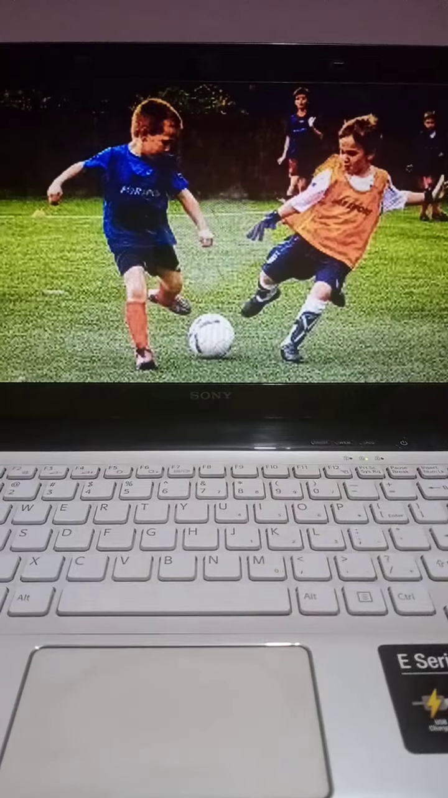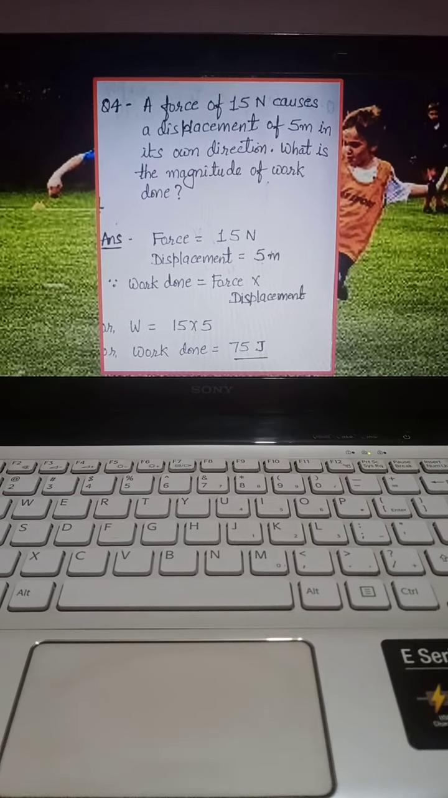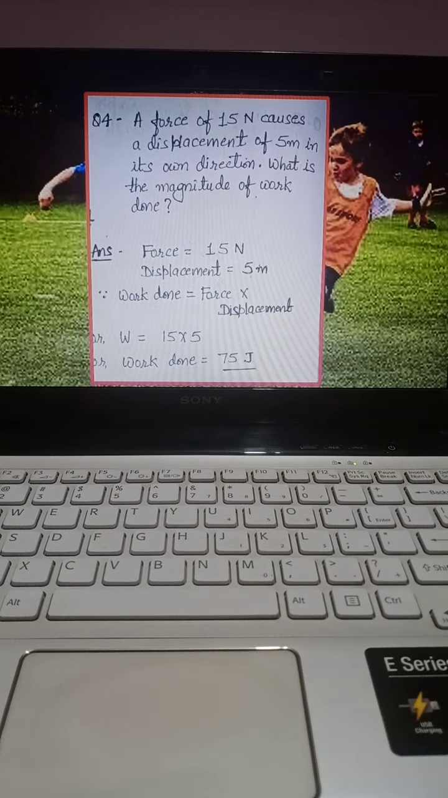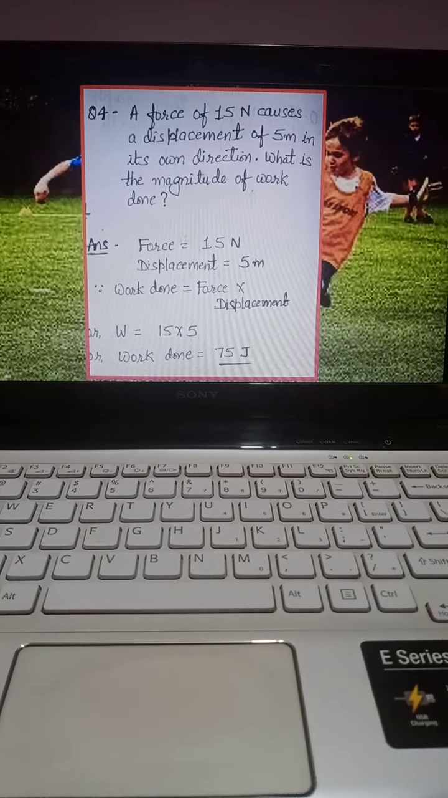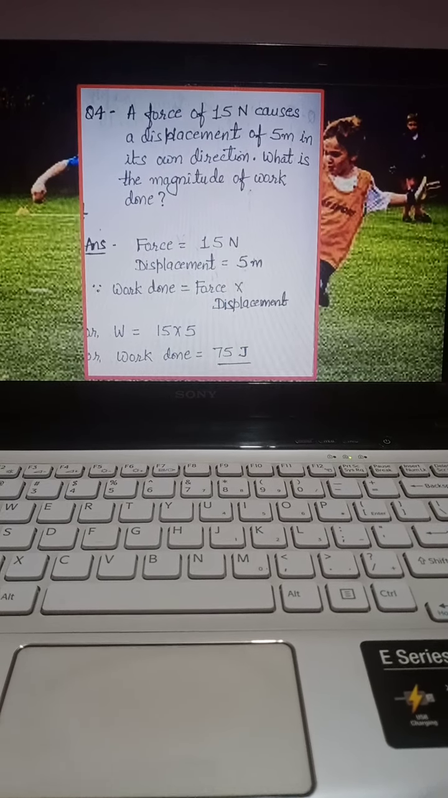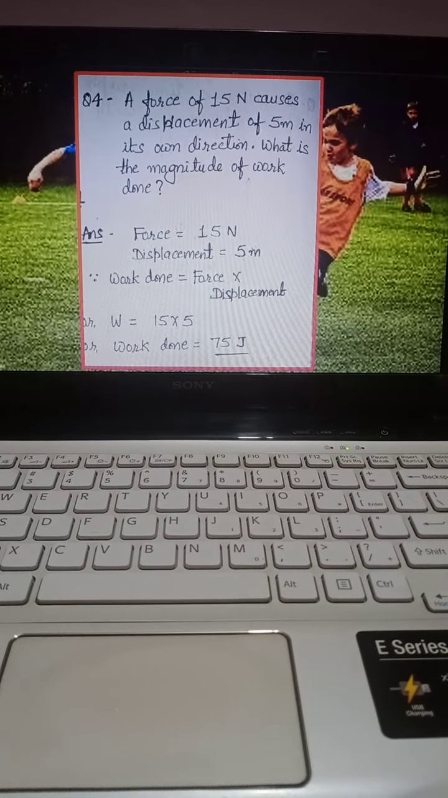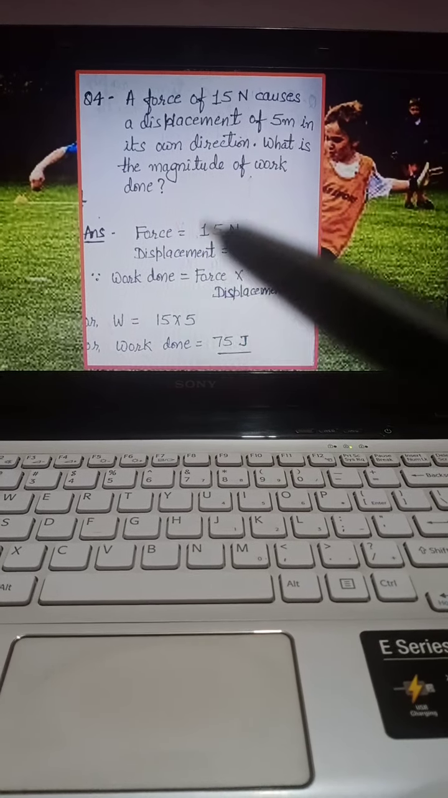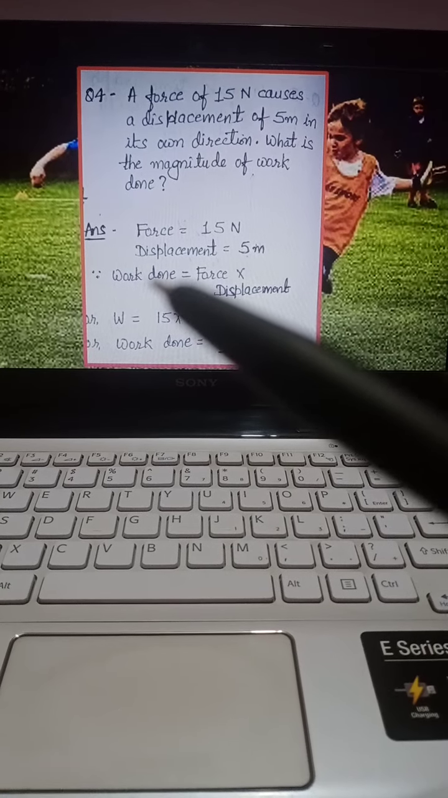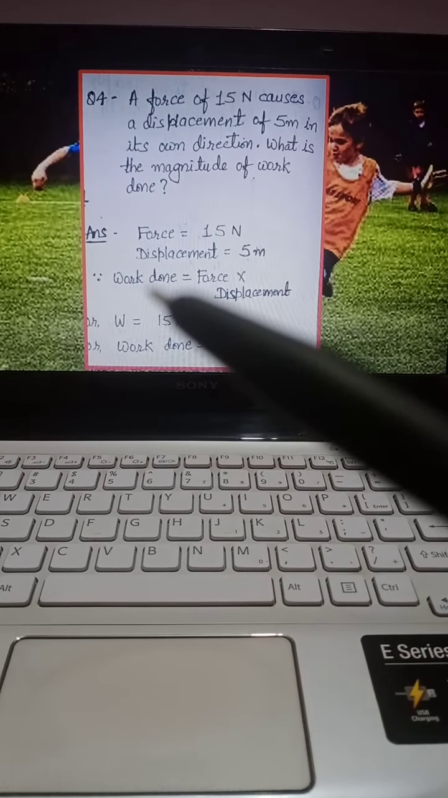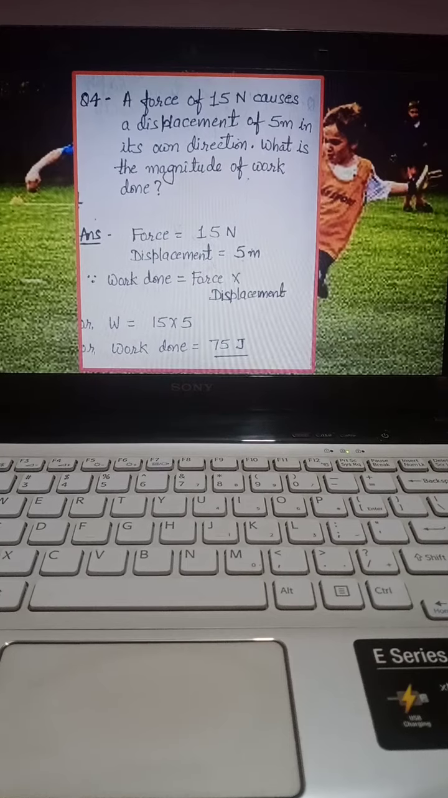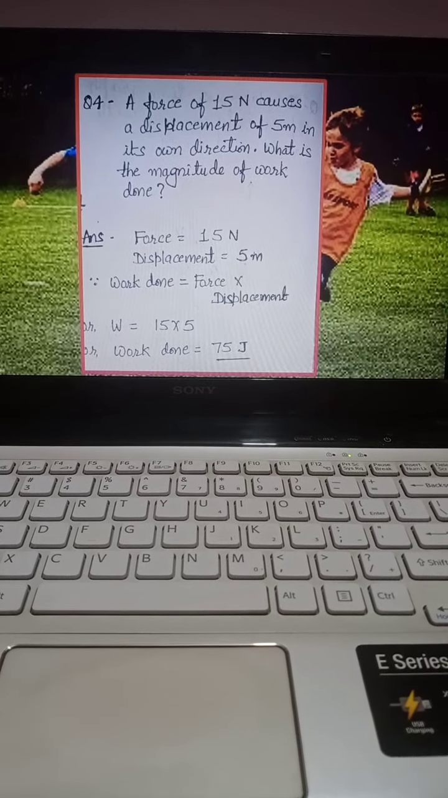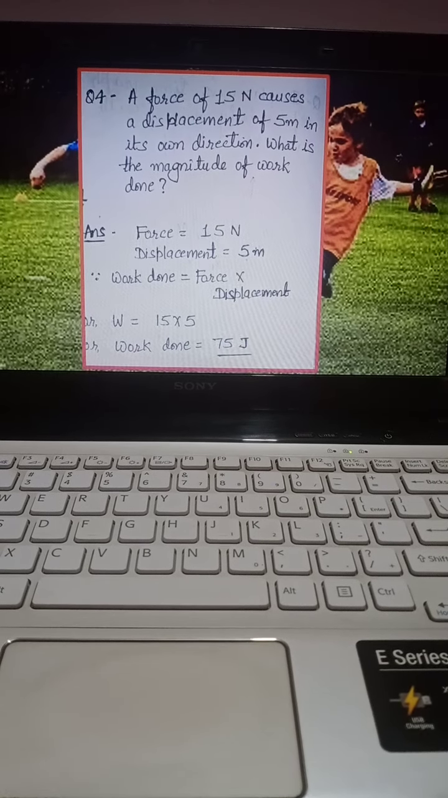And then next, numerical number 4: a force of 50 Newton causes a displacement of 5 meter in its own direction. What is the magnitude of work done? So in this numerical, what is given? Force is given, displacement is given, and we have to find out the work done. We already know its formula, work done is equal to force into displacement. So work done is equal to 50 into 5, and then we'll get the answer work done is equal to 250 joule.